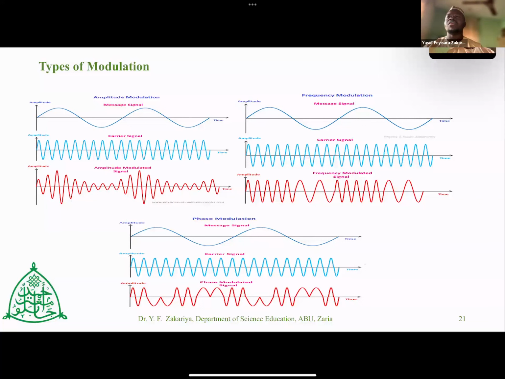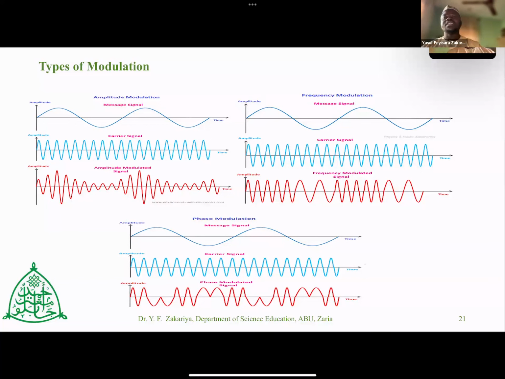When you call your mom now and you speak, at times your voice can be faint as a result of the modulation, and at times they can get you clearly as a result of the modulation, which is dependent on the internet, as the case may be, or the network strength.